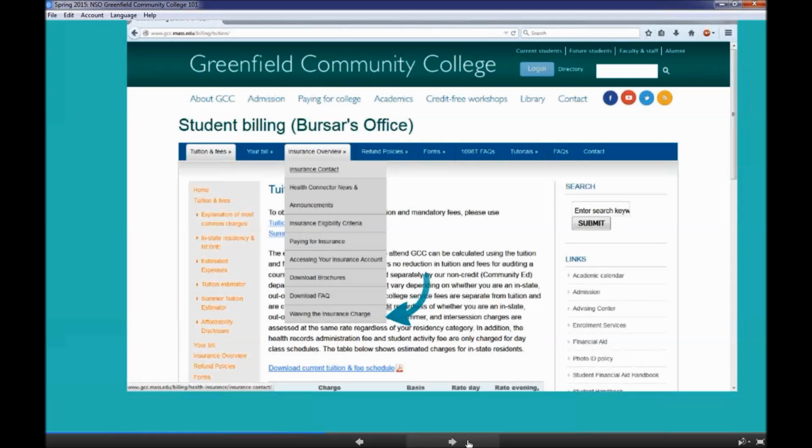But you're going to have to do this again in August. And again, it will cover you for the full academic year going forward. To waive this insurance, you want to go to the Bursar's office website. So you can go to the main GCC website, www.gcc.mass.edu. You can either go to Paying for College, or you can go to the search menu and type in Bursar. When you open their webpage, you want to go to the Insurance Overview tab, and go all the way to the bottom of the list where it says waiving the insurance charge.